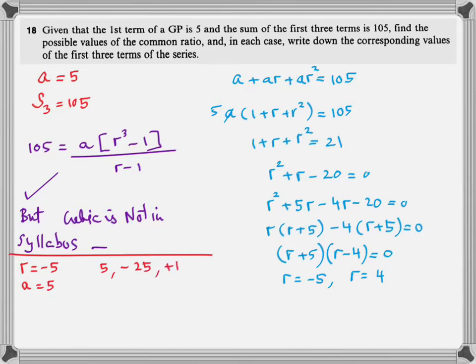How do you get these 3 terms? A is 5, you write 5 as it is. You multiply by R to get the second term, which is -25. You multiply -25 with -5, you get plus 125. This is one possible series. The other possible series is where the first term is 5 and the common ratio is 4. So 5, 20, and 80. 5 into 4 is 20, 20 into 4 is 80. And it so happens that if you add the 3 terms of both series, they both add up to 105.